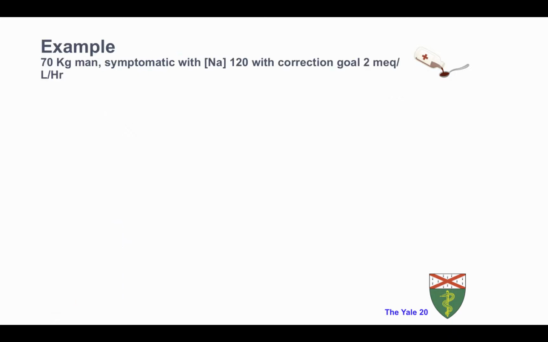Now let's go through an example to help clarify how to accurately calculate the correction rate. So here we have a 70 kilogram man who's symptomatic with a sodium of 120, and we want to correct at 2 milliequivalents per liter per hour. So we want to start by calculating this patient's total body water. He's 70 kilograms, and water makes up about 60% of total body weight, so we say that his total body water is about 40 liters.